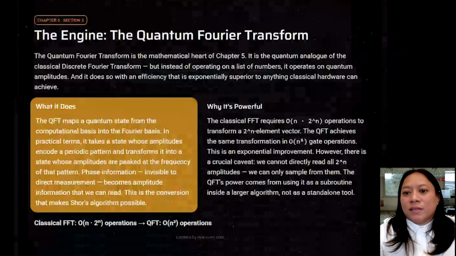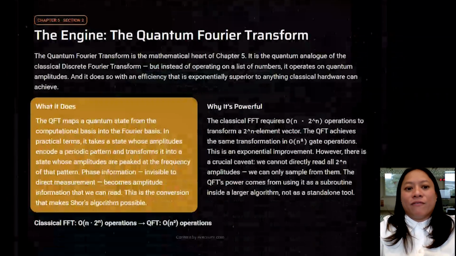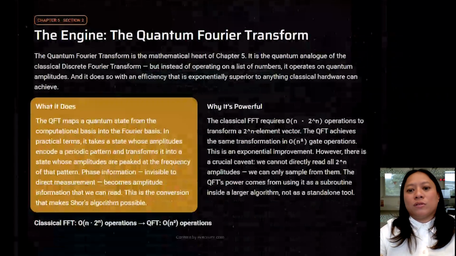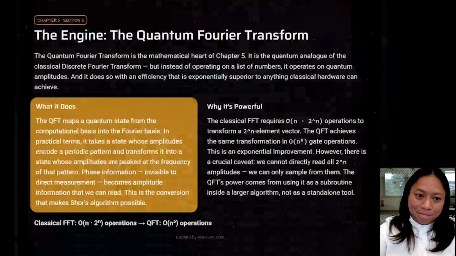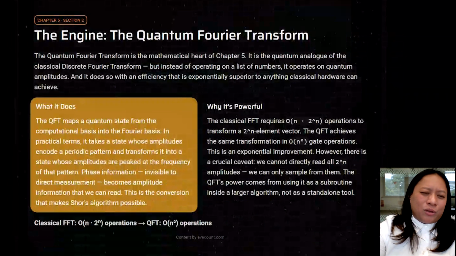Think of the QFT as a converter. It takes that unobservable phase information and rotates it into amplitude information. Like that, right? It makes the invisible visible. It runs in n squared time, making it one of the most efficient and powerful subroutines in the quantum canon.